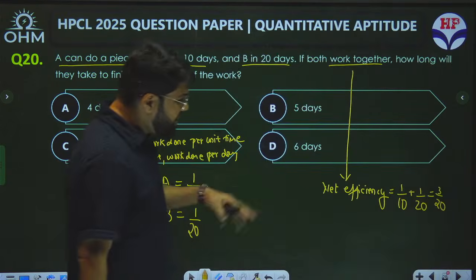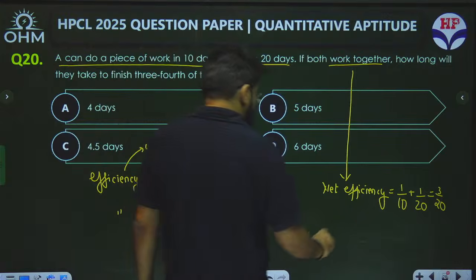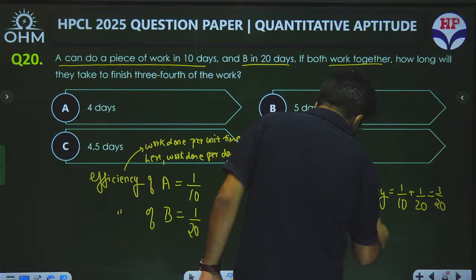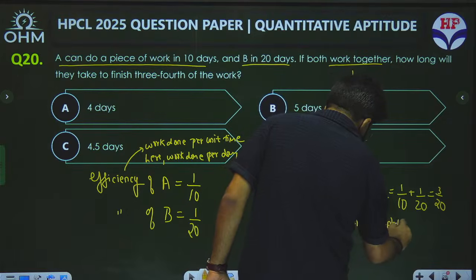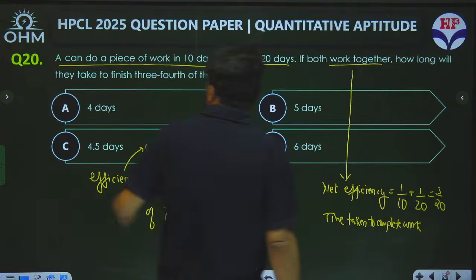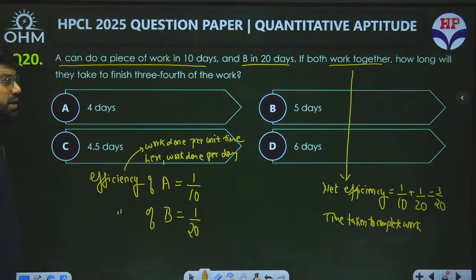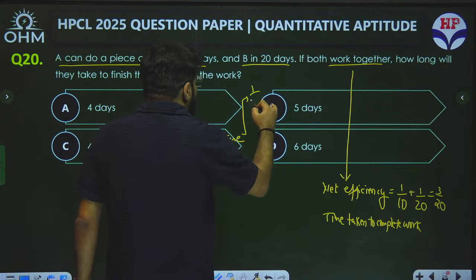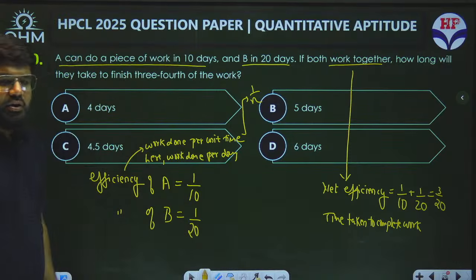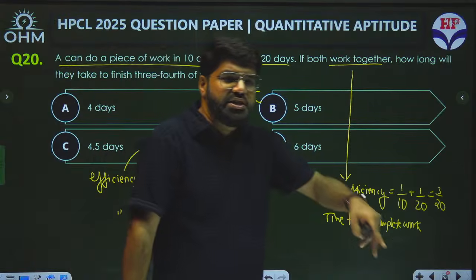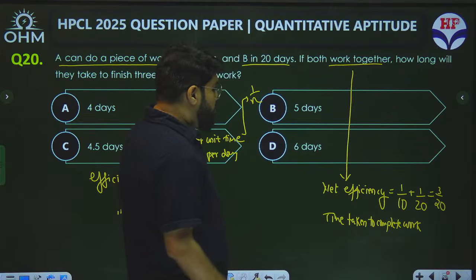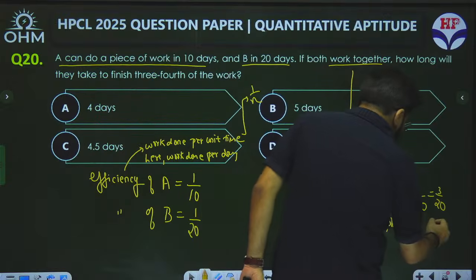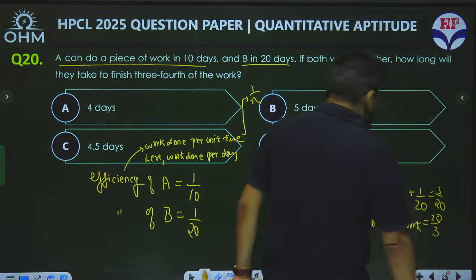So if the net efficiency is 3 by 20, what is the time taken to complete the work? See, simple logic is, if A was taking 10 days, efficiency is 1 by 10. If B was taking 20 days, efficiency is 1 by 20. Work done per unit time will normally be 1 by n. If A is able to do the work in n days, the efficiency is 1 by n. Efficiency is the reciprocal of time taken, I can say. So what is the time taken? Reciprocal of this value, 20 by 3. 20 by 3 days.